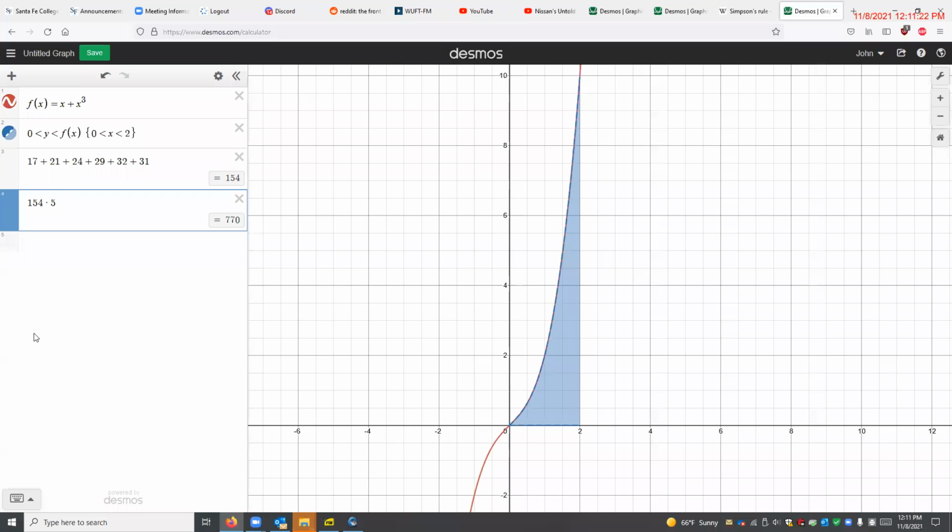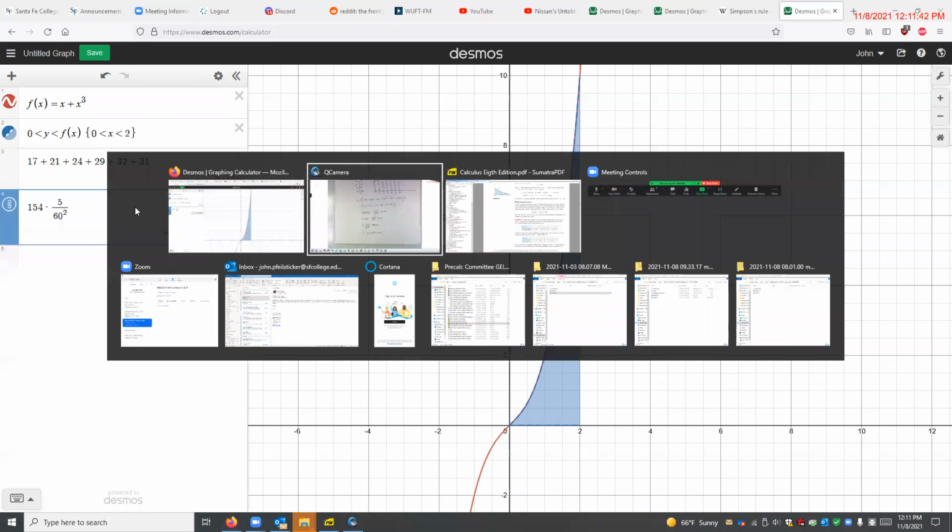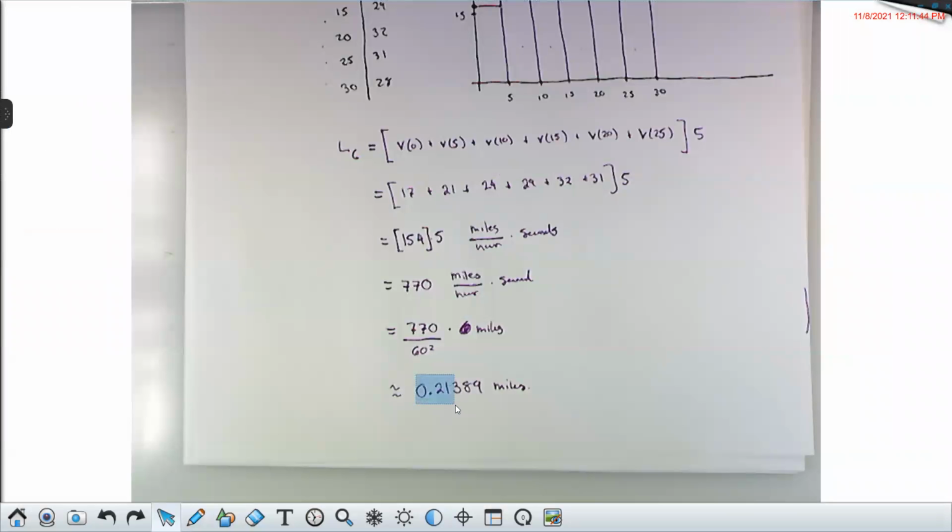Desmos back. So we get 0.21389, we'll call it. And that's our approximation. All right, so we're going to go about 2/10 of a mile if we're going these speeds over this time.